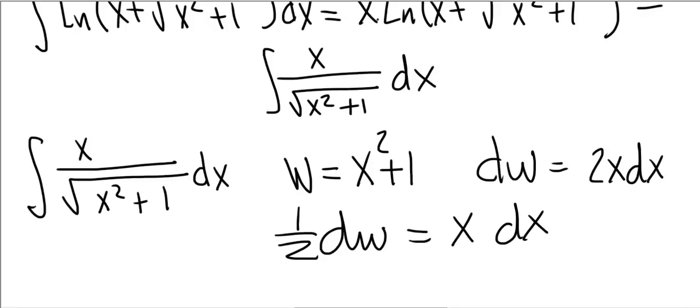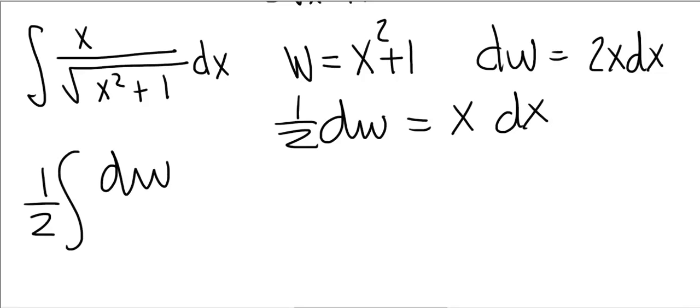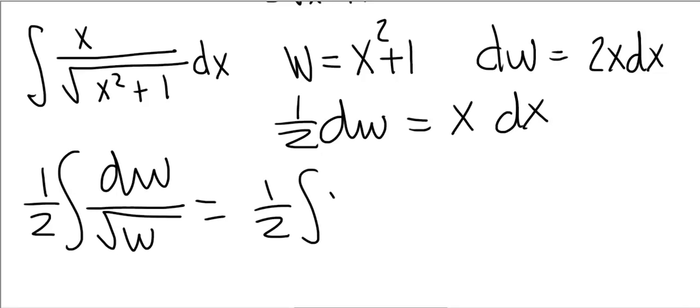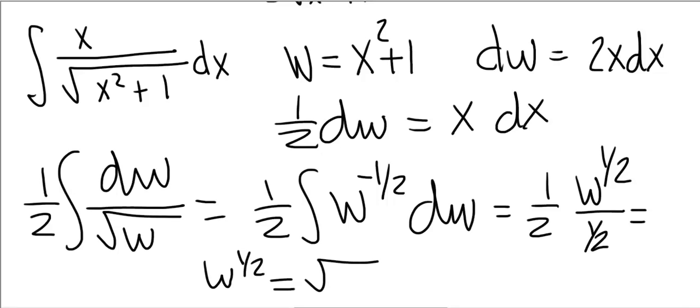And so the integral becomes, in the numerator we have x dx, which is now 1/2 dw, and in the denominator we have w under the radical, so square root of w. This is 1/2 times the integral of w to the minus 1/2 dw, which is 1/2 w to the 1/2 over 1/2, which is w to the 1/2, or square root of w. And using variable x, that's just the square root of x squared plus 1.